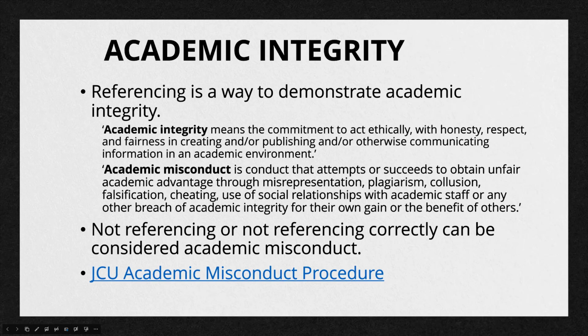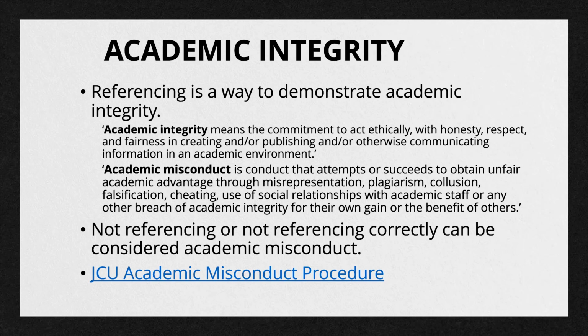When we talk about academic integrity, we talk about referencing as a way to demonstrate that. What academic integrity means is that you are making a commitment, now that you are studying at the tertiary level, at the university level, to act ethically, with honesty, respect and fairness in the creation of information in an academic environment. Academic misconduct is conduct that attempts to or succeeds to obtain unfair advantage through things like plagiarism, collusion, cheating, etc., which breaches the idea of academic integrity.